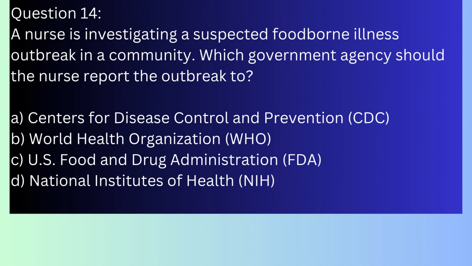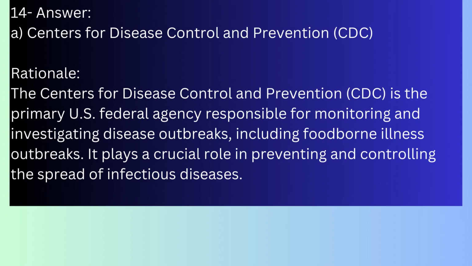Question 14. A nurse is investigating a suspected foodborne illness outbreak in a community. Which government agency should the nurse report the outbreak to? A. Centers for Disease Control and Prevention, CDC. B. World Health Organization, WHO. C. U.S. Food and Drug Administration, FDA. D. National Institutes of Health, NIH. Answer. A. Centers for Disease Control and Prevention, CDC.